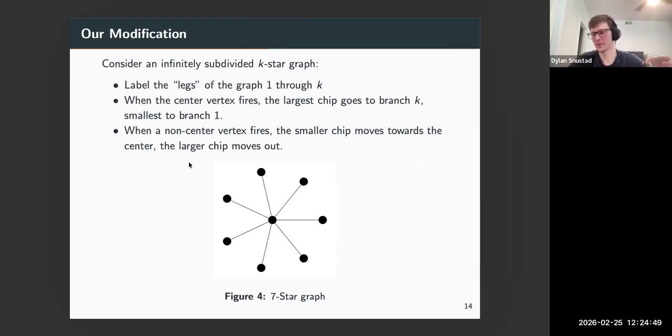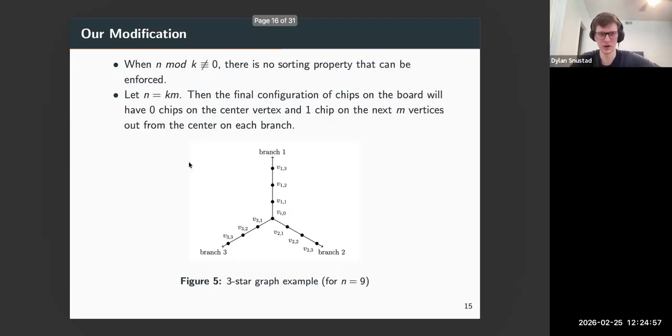And then the question is, what happens, right? So from this standpoint, can we enforce any nice sorting properties and work with that? It turns out the answer, if n mod k is not 0, is no. There's nothing nice you can say, for the same reason as why you can't say anything interesting in the odd case necessarily for the classical chip firing on the path graph.